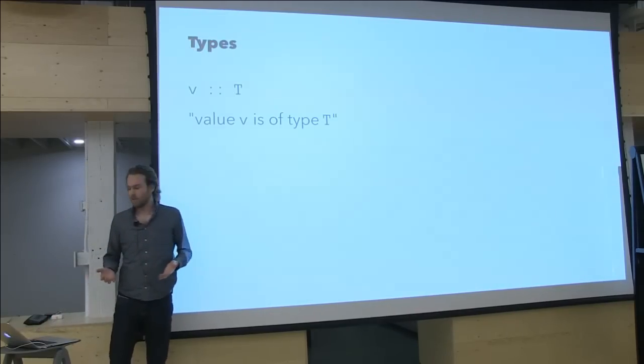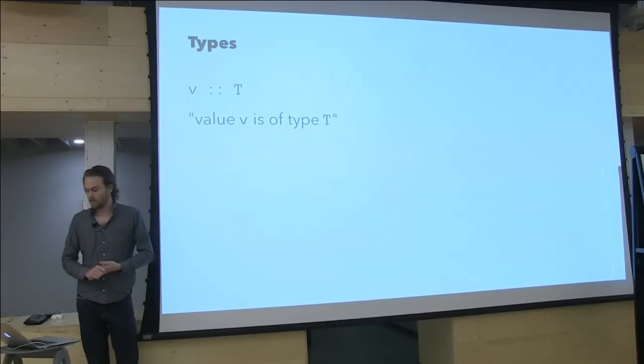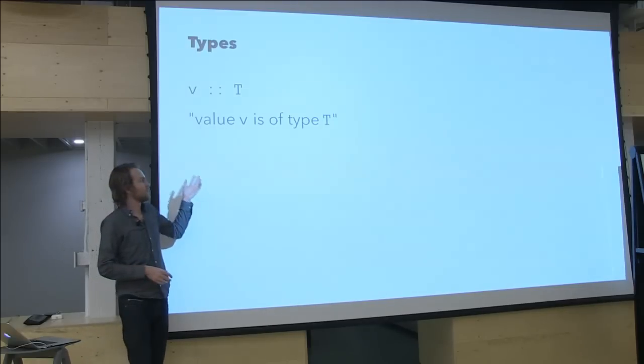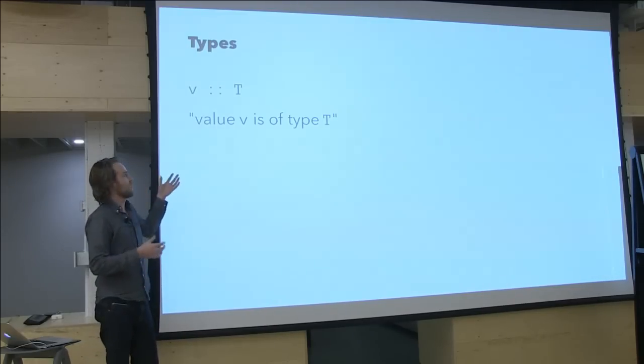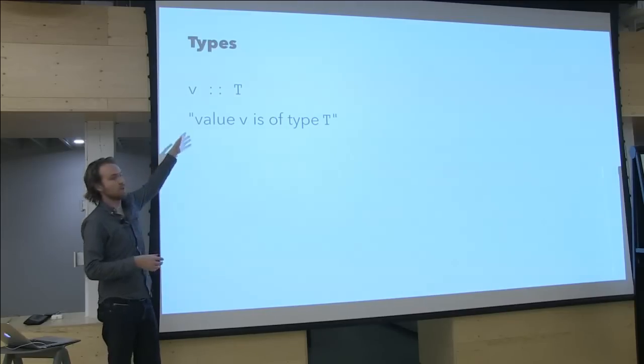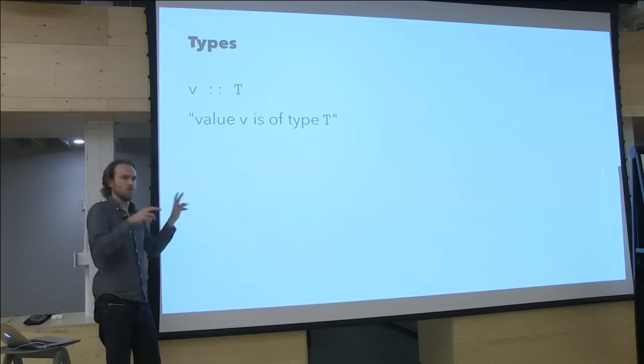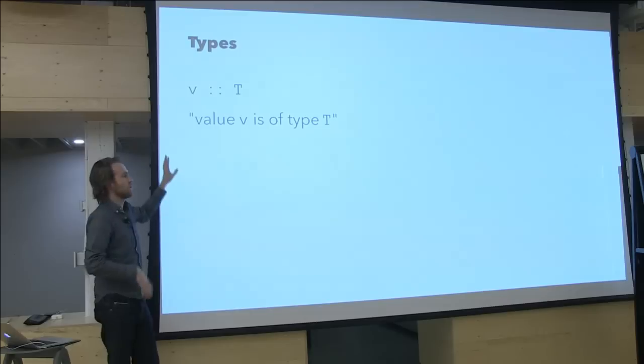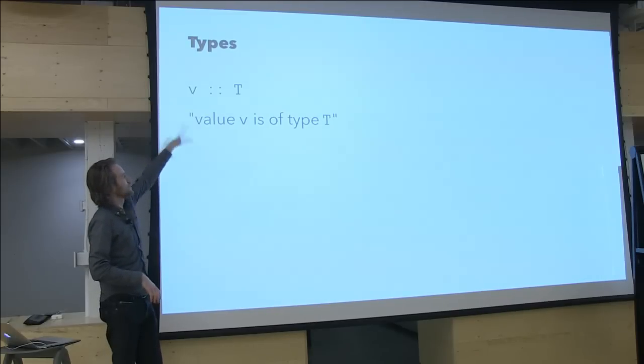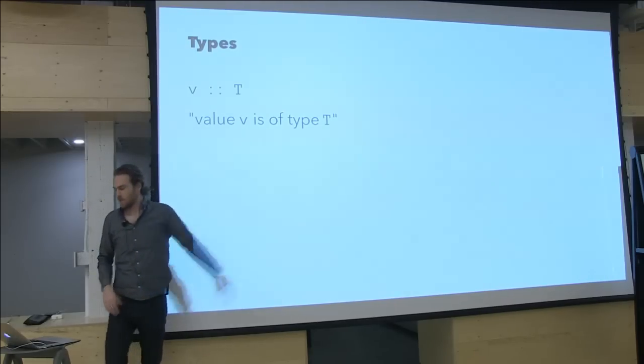It's a strongly typed language. It's type checked. The way that types are expressed is with this double colon, or actually in real world Elm, they changed it to a single colon, but this just means value v is of the type t.